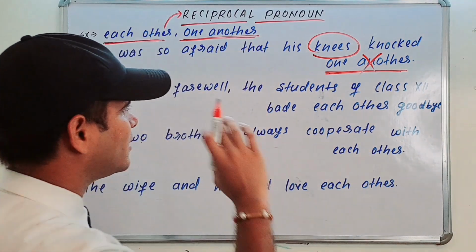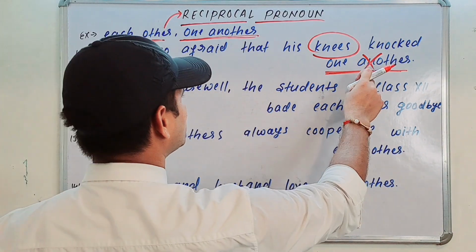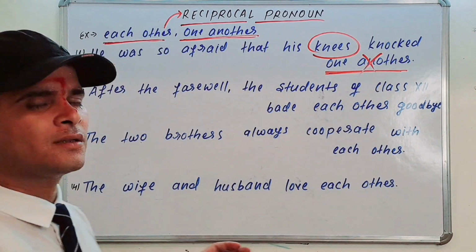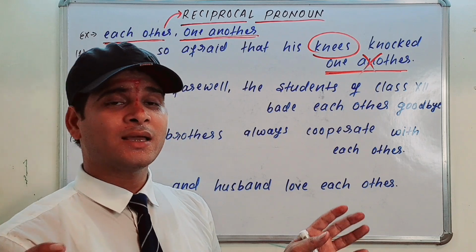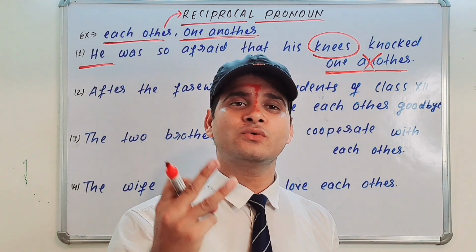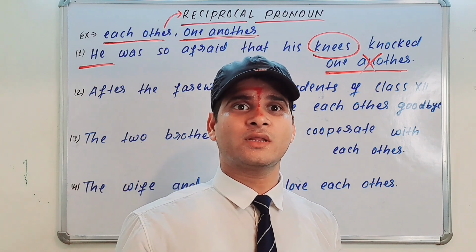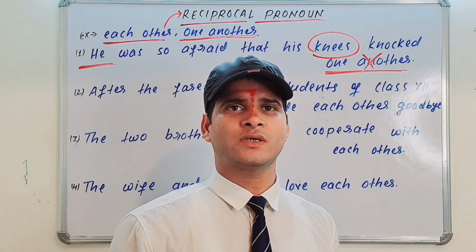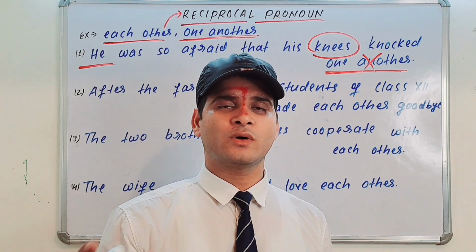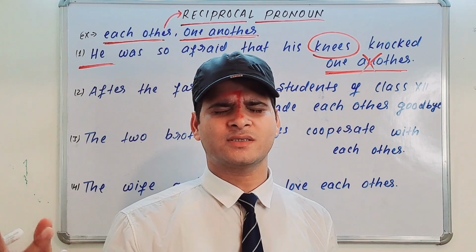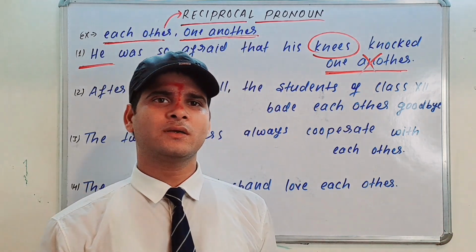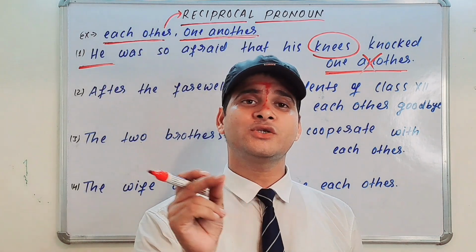This sentence is completely wrong because we used one another. Use each other, because his knees knocked each other, not one another. There are only two knees, and we would use one another only for more than two. As I told you, one another is used for more than two in number, whether persons or things, anything. But if you are using each other, there will be only two in number.